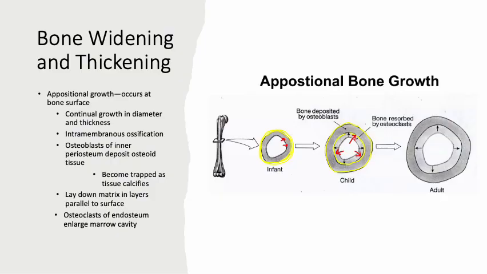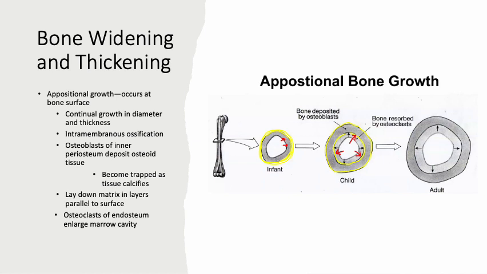So, bone widening and thickening. Your bones can widen and thicken over time, and it's called appositional growth. It occurs at the bone surface. So not inside the bone, not at the growth plates. It's actually on the surface of the bone. So it's continual growth in diameter and thickness.